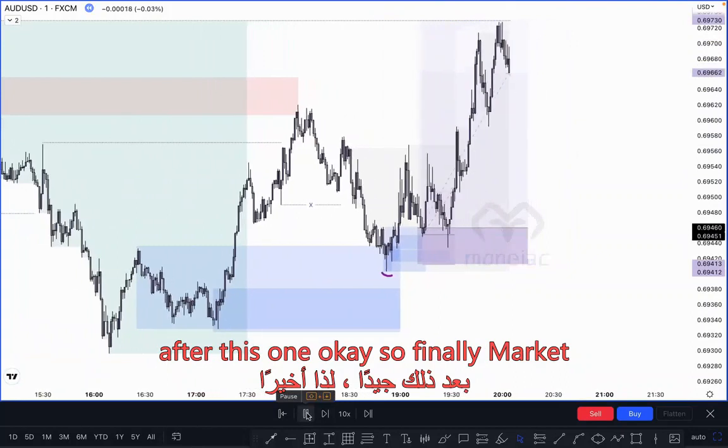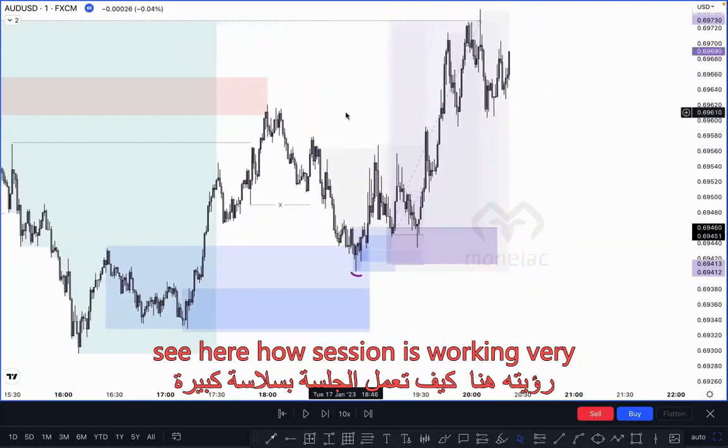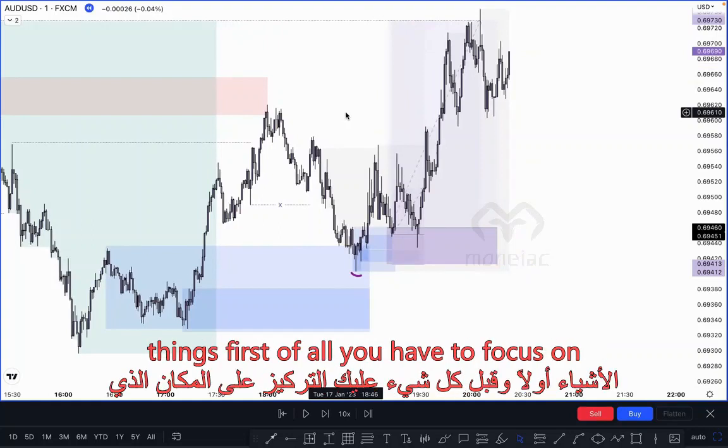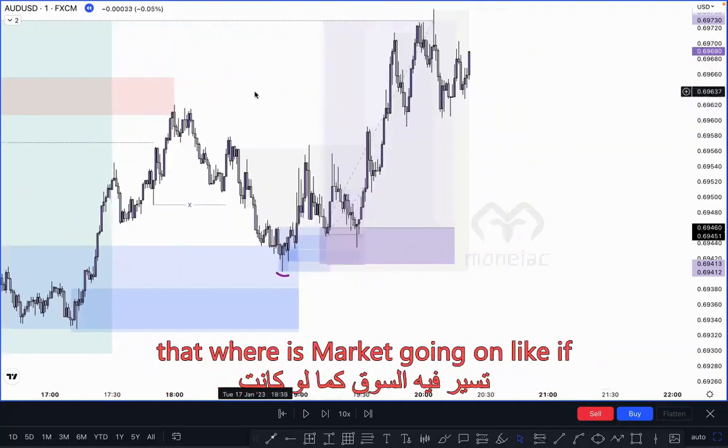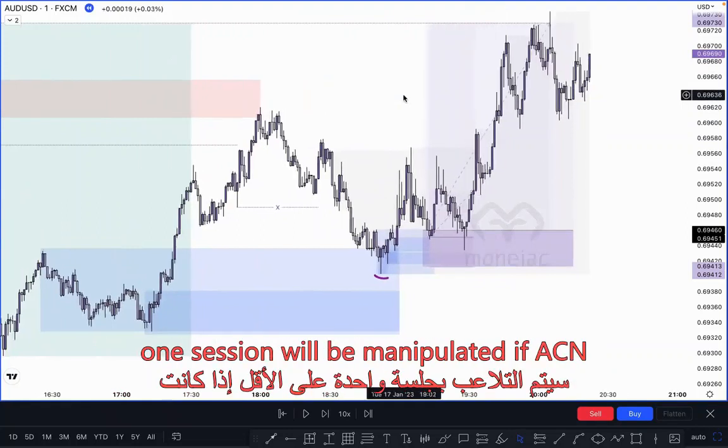Okay, so finally the market hit our target, as you know. You can see here how the session is working very smoothly, but you have to understand a few things. First of all, you have to focus on where the market is going. Like if a session is bullish or bearish, at least one session will be manipulated.